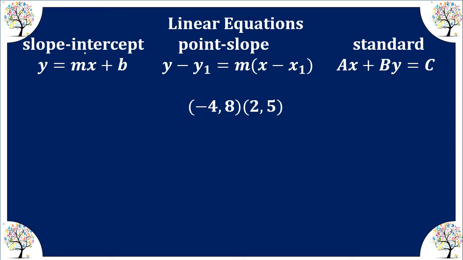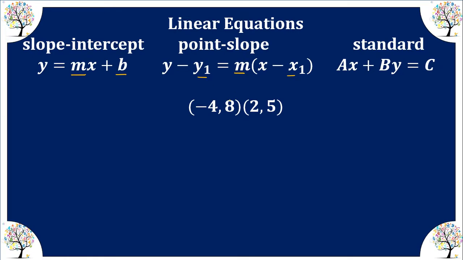So we have slope-intercept form. That's when we know the slope and the y-intercept. We have point slope when we know the slope and 1 point. And then we have standard form, which we mainly use for finding the intercepts to graph or word problems.